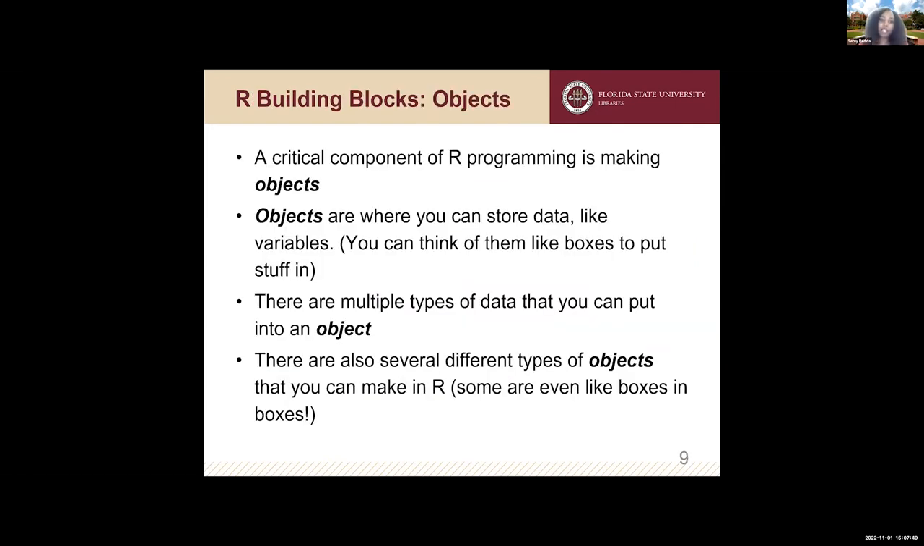All right, so the first thing we're going to talk about is objects. And objects are one of the most important things to learn in R. It is basically a variable that R can read and understand. They're a useful way of storing information, whether it's a single value, multiple values, or an entire data set. And you can even store several objects into one object. So we're going to talk about all the different forms of data and the different types of objects that you can make with these data. All right, so let's start with data types.